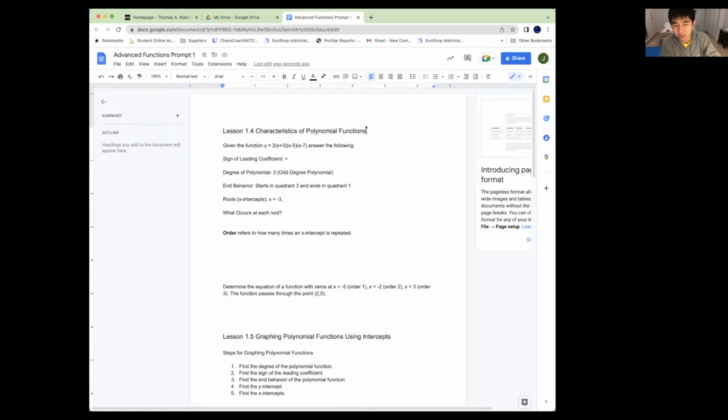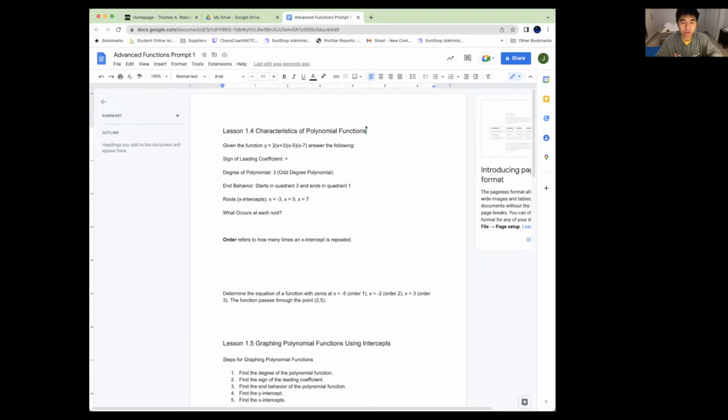If we set x minus 5 equal to 0 and solve for x, you get x equals 5. And for x minus 7, you set that equal to 0 and solve for x, and you get x equals 7. So those are your roots, also known as your x-intercepts: negative 3, 5, and 7.